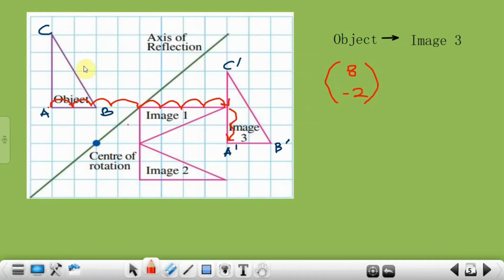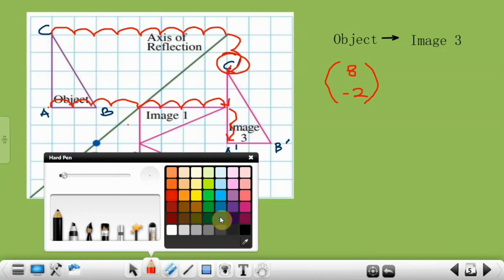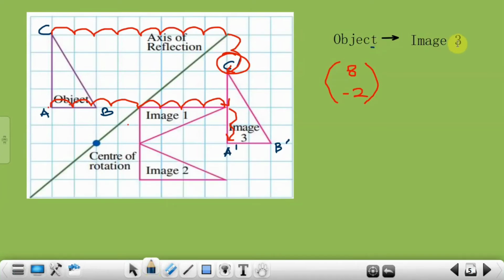Let's check. Is this true? Can we get C prime by using this translation on point C? Let's test: 1, 2, 3, 4, 5, 6, 7, 8. Then it goes down by 2, 1, 2. Yes, we will get C prime. So it is confirmed that the object is mapped to image 3 by translation 8, -2.